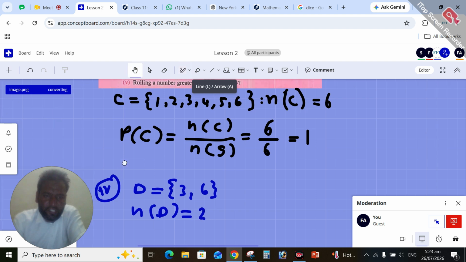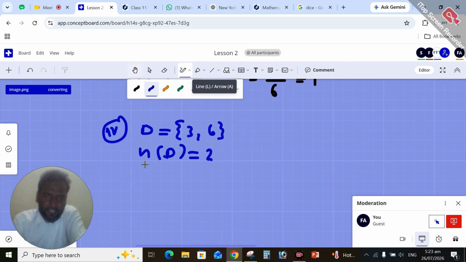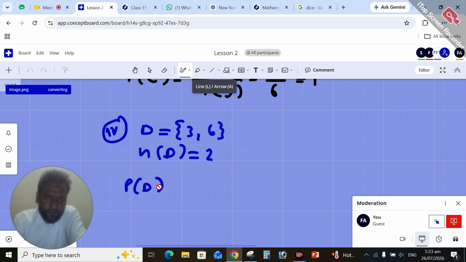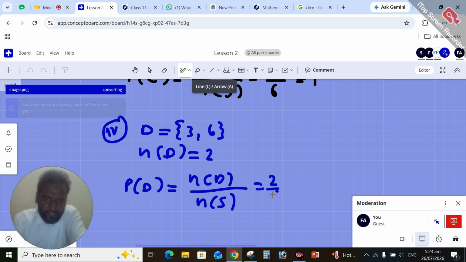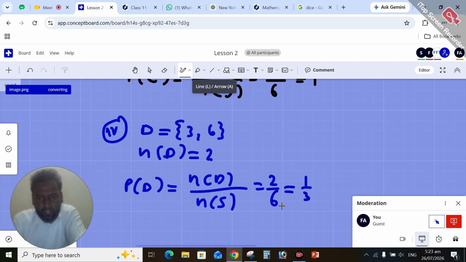And the probability of D is equal to number of D divided by number of S, this one. So these are 2 and 6, or 1 over 3, since 2 3s are 6.